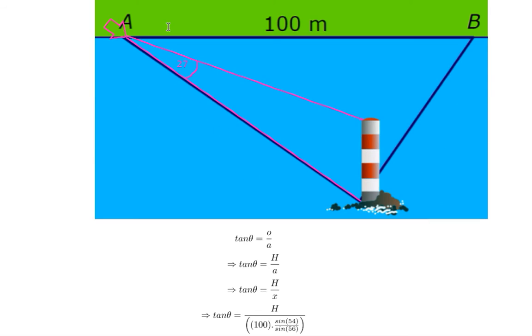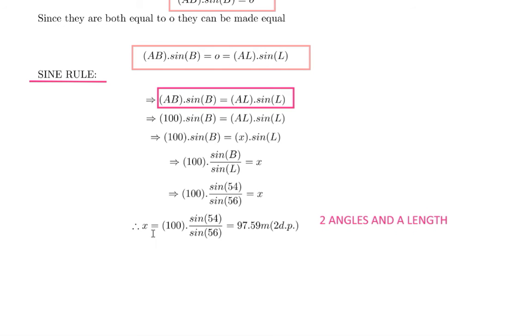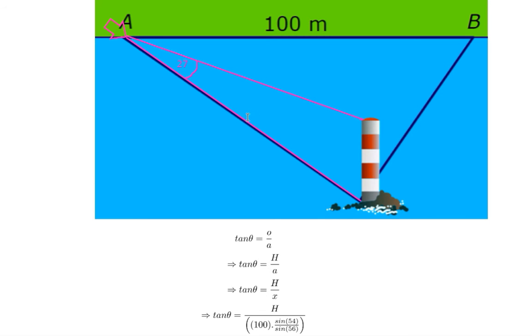We know what AL is, we just worked that out. AL is 100 times sine 54 over sine 56, which is around 97.6 meters. So 97.6 meters, about an athletics track in terms of the 100-meter sprint part. That's what you're looking at, and then you need to raise your head about an extra 27 degrees upwards in order to be able to see the top of that lighthouse.